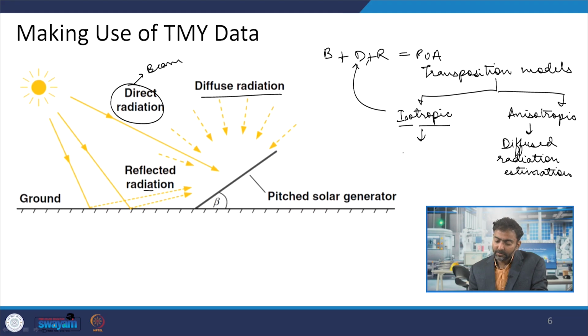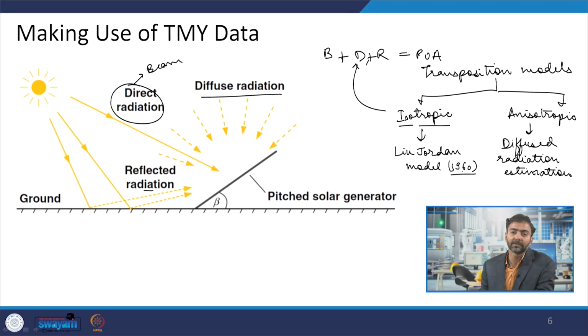So in this course, we will be talking about one isotropic model. We'll be looking at the equations and also estimating the values of radiation for an isotropic model in more detail. And that isotropic model, the most popular one, is known as the Liu-Jordan model, which was formulated and validated way back in 1960.